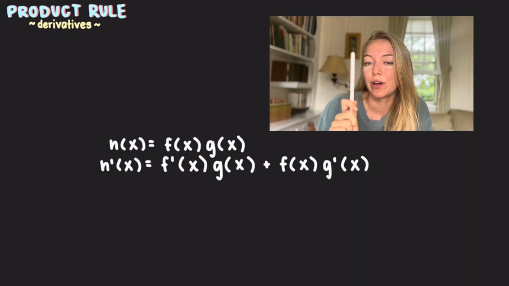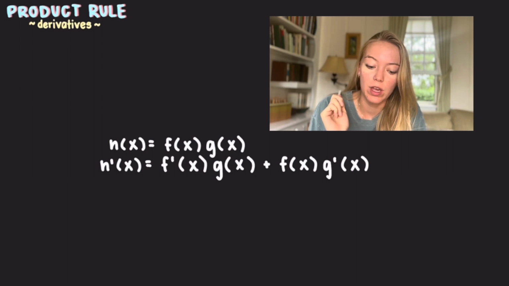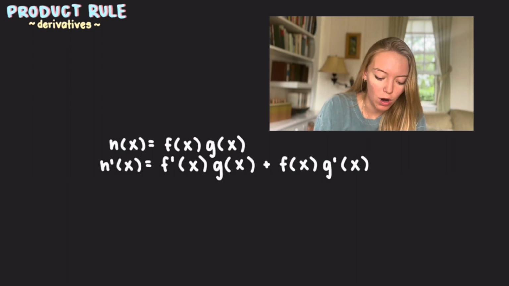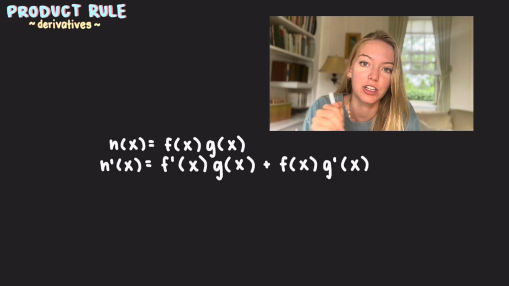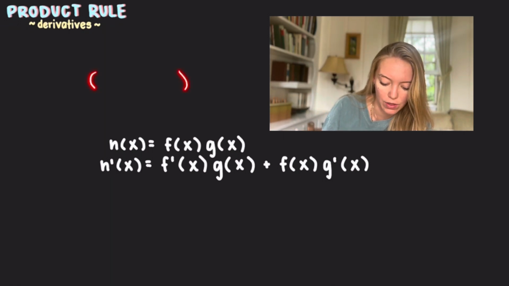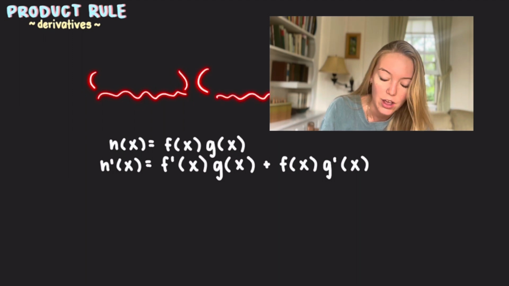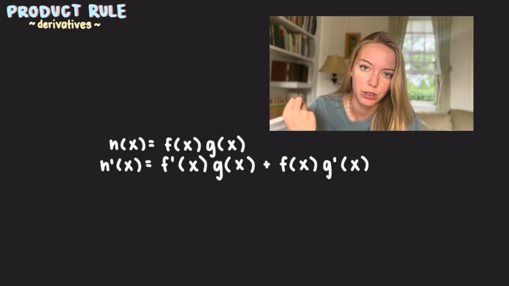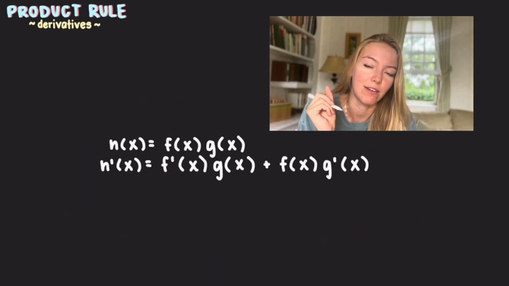So, when we're dealing with derivatives, we are going to need to use something called the product rule when we have a function being multiplied by another function. So if we have something with x's in it times another something with x's in it, we know that we're going to have to use the product rule. This is just a formula that you have to memorize.